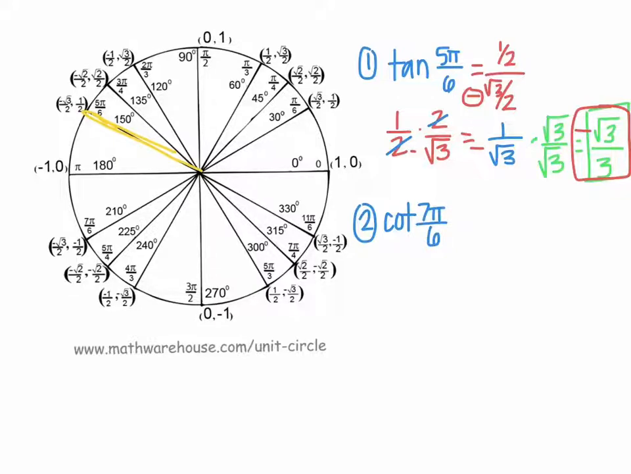So if I wanted to do the cotangent of 7 pi over 6, that's down here. Cotangent is the reciprocal of tangent. So instead of being sine over cosine, it is cosine over sine. We just talked about that. So cosine is negative square root of 3 over 2. Sine is negative 1 over 2. And again, I'm getting that from my point over here.